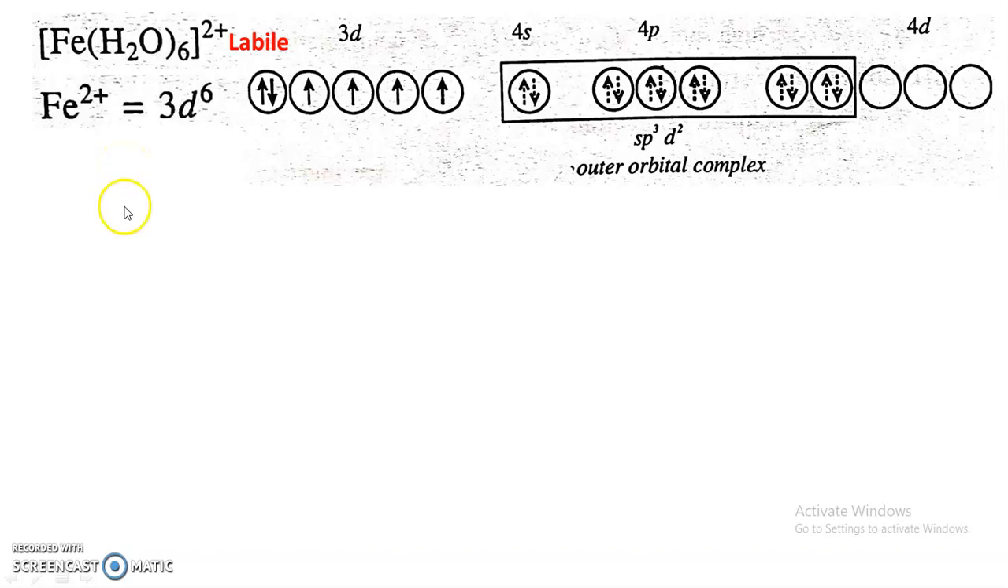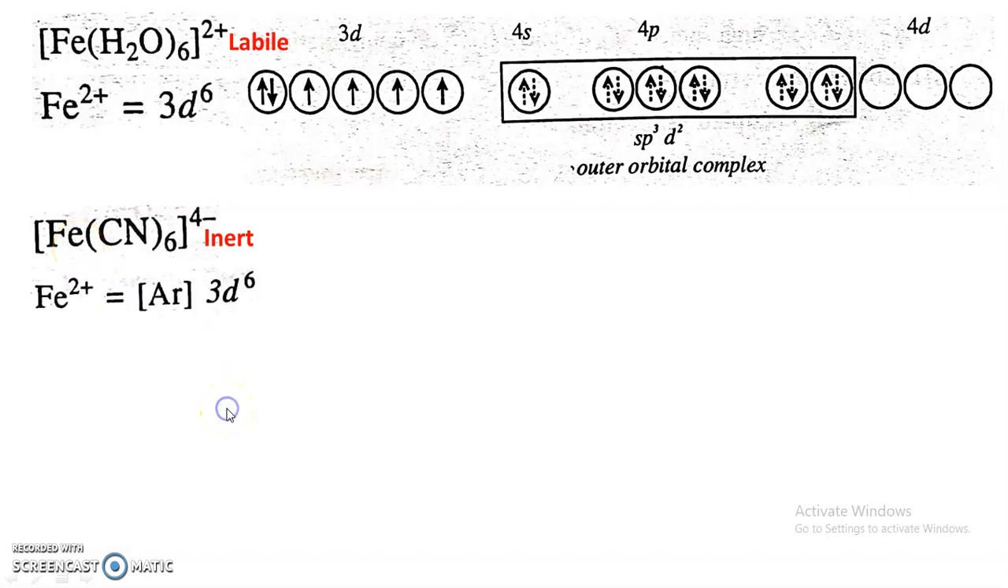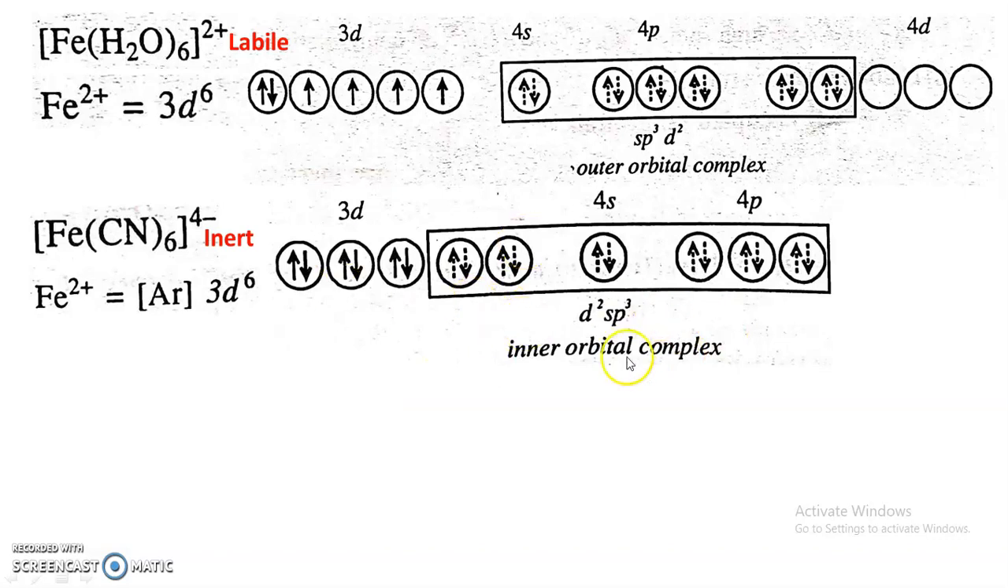The same ion, that is ferrous ion, when it forms the inner orbital complex, becomes inert. Inner orbital complex will be inert. So for example, hexacyanoferrate(II) ion. In this complex the oxidation state of iron is +2 and its configuration is argon 3d6, and this is the orbital diagram. It undergoes d2sp3 hybridization. This is an inner orbital complex, and the inner orbital complex of the same ion, that is ferrous ion, is inert.